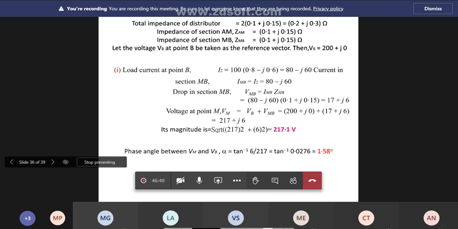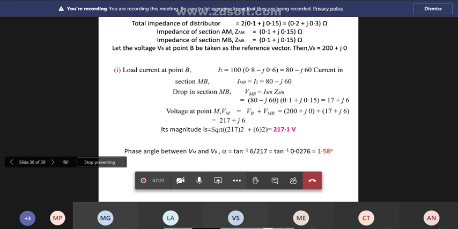Total impedance is nothing but 0.1 plus j0.15, 0.1 plus j0.15, like 2 into 0.1 plus j0.15, that is 0.2 plus j0.3. But this is not necessary. Work out impedance as usual. Impedance at section AM, ZAM, is equal to 0.1 plus j0.15 ohm. They have given it directly in ohm, not in ohm per kilometer. In previous problems all were given in ohm per kilometer, but in this problem they have given it directly in ohm. That's why I am putting it directly.